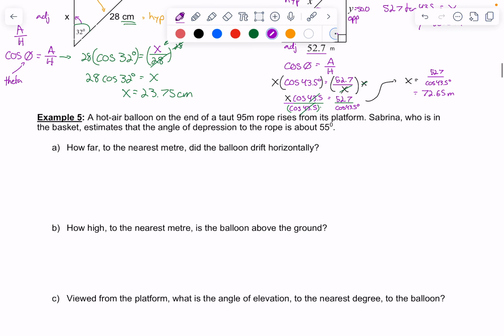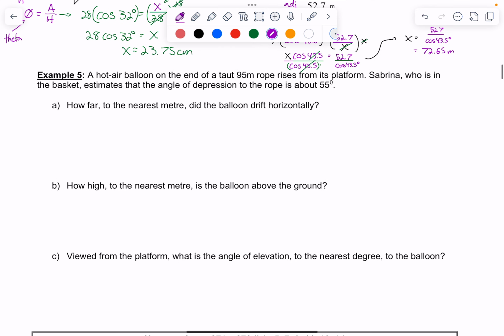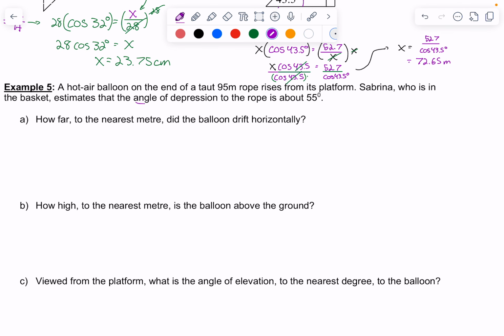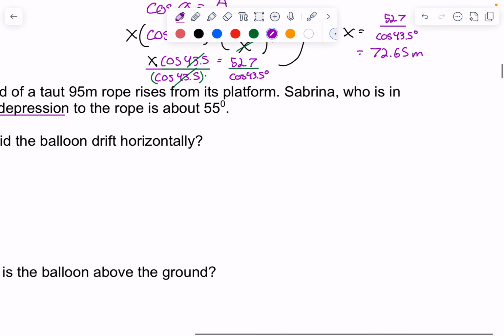Last problem. A hot air balloon on the end of a taut 95-meter rope rises from its platform. Sabrina, who is in the basket, estimates that the angle of depression of the rope is 55 degrees. So let's talk about this angle of depression. What does that mean? Well, you have two things. You have angle of depression.